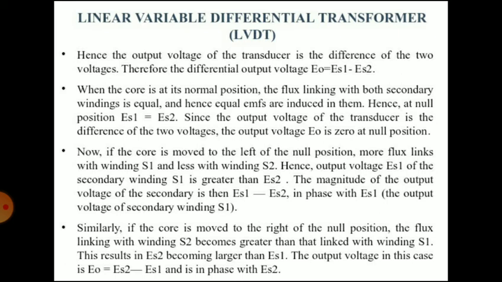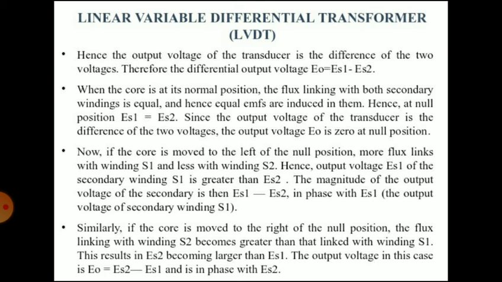Now, when the core is at its normal, that is null position, the flux linking with both the secondary windings is equal and hence equal EMFs are induced in them. So, thus ES1 is equal to ES2. Therefore, output voltage E0, which is equal to ES1 minus ES2, equals 0 at null position. So, the core is at the middle of the winding.